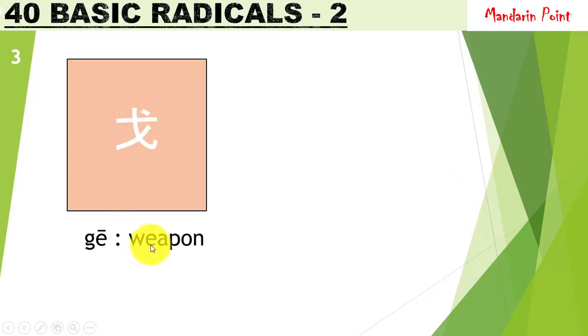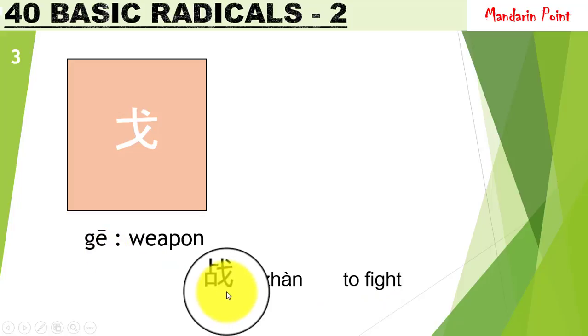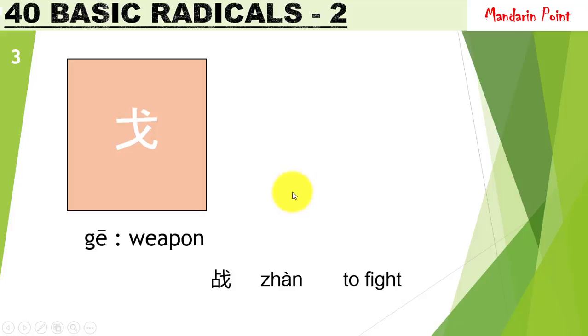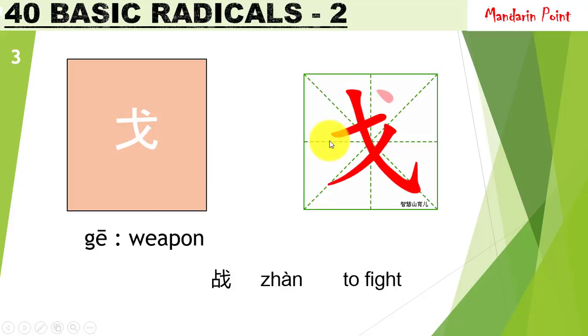It is ge, meaning weapon. This radical is used for activities, items, things, or people that are somehow related to weapons. For example, here we have an activity, fighting. This ge is used in this word because weapons are used in fighting. So let's draw it from basic strokes. Here we have heng, xie, gou, pie, and dian.